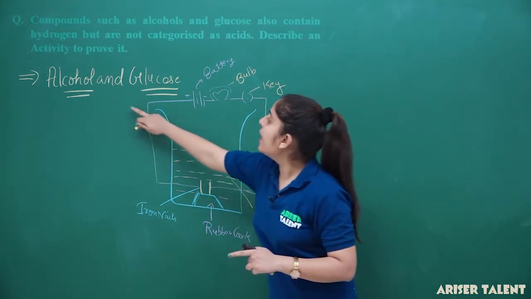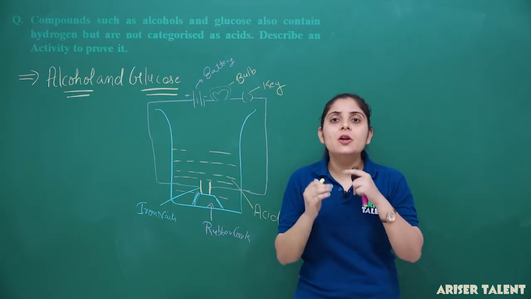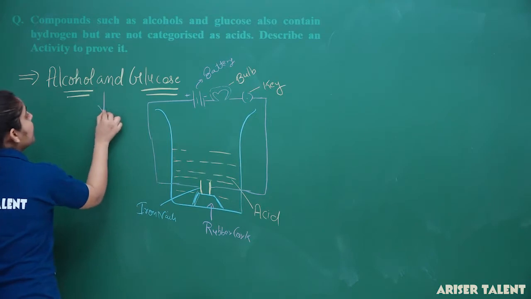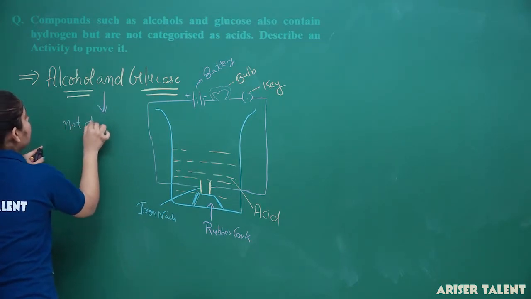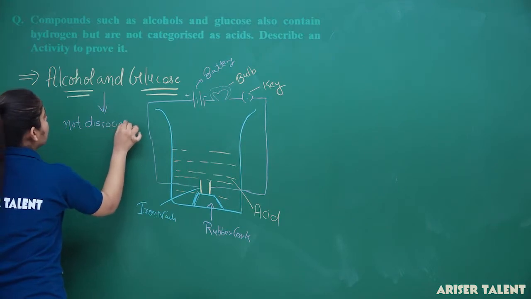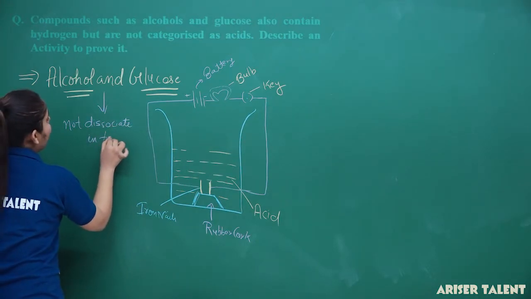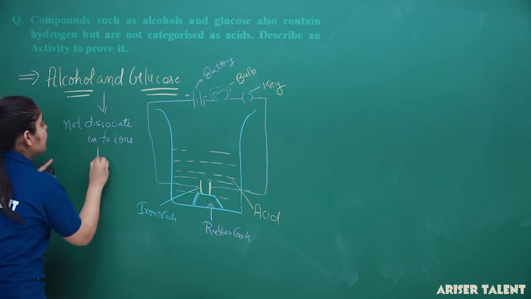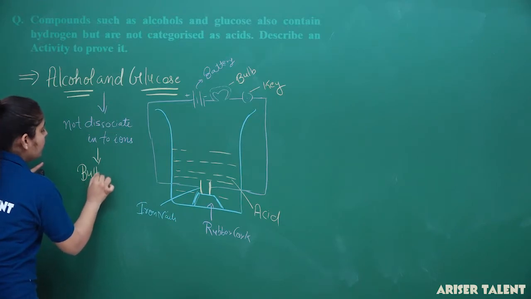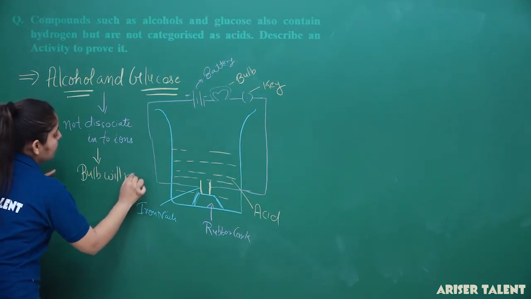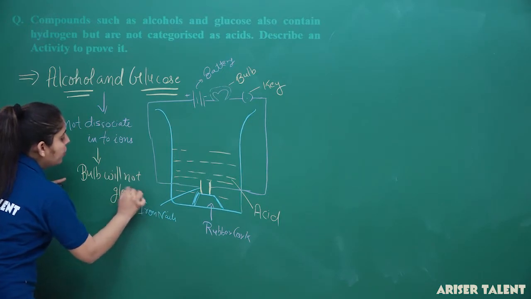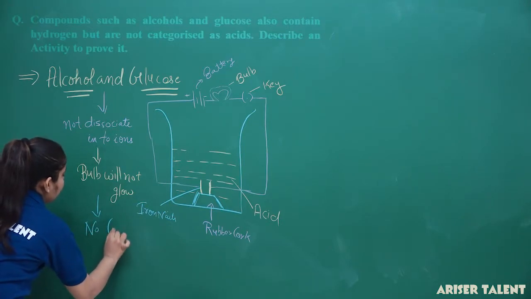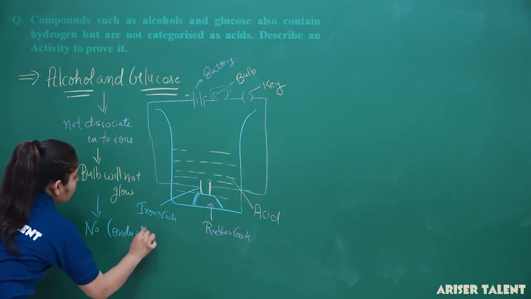But if we take alcohol and glucose in this case, these are not as reactive and they do not dissociate into ions. If they are not dissociated into ions, the bulb is not going to glow. And if the bulb does not glow, it does not show conduction. So, no conduction in the case of alcohol and glucose.